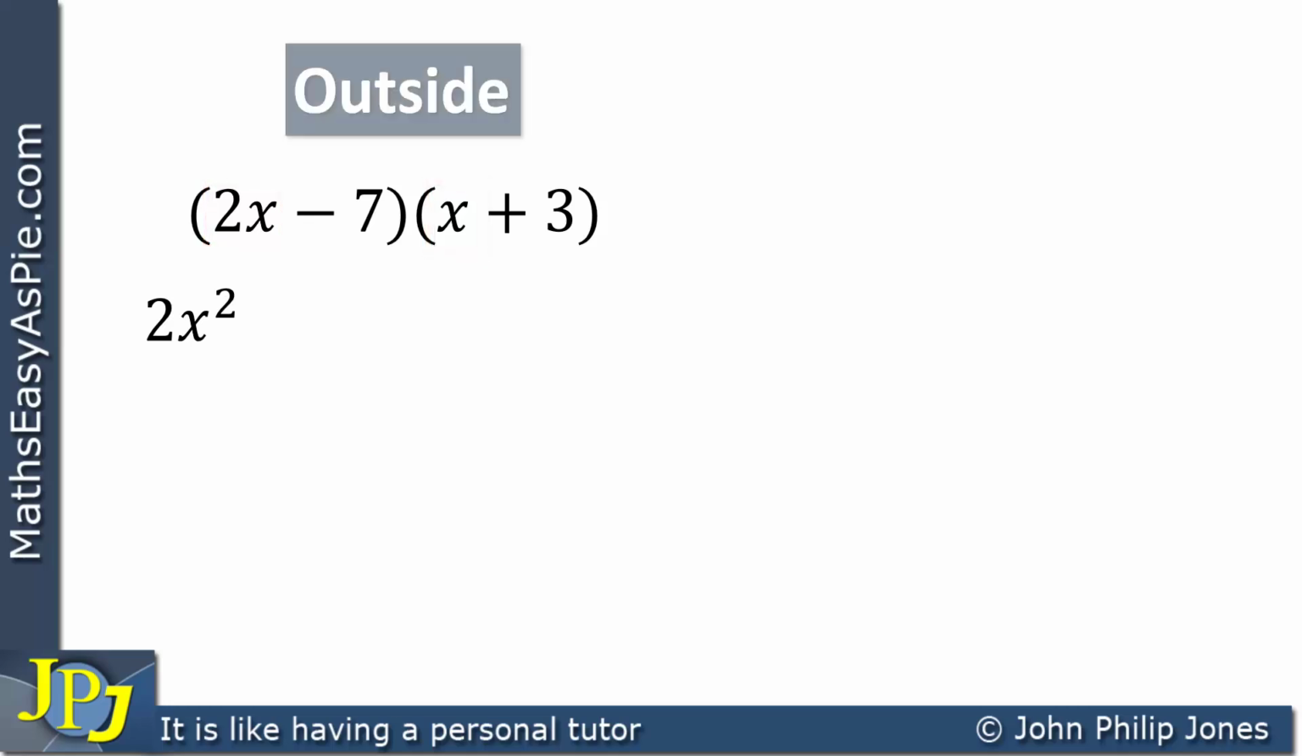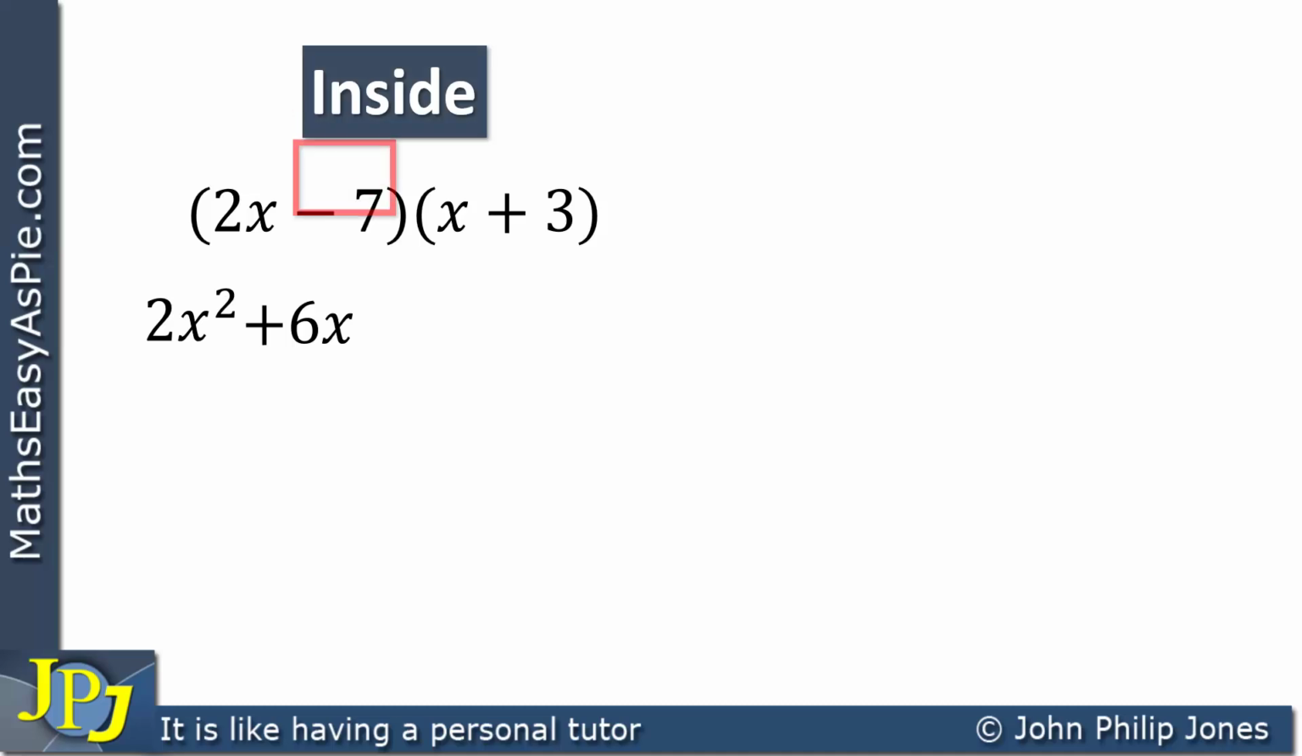We then consider the outside terms in both of the brackets, which is the 2x and the plus 3. And when you multiply those together, you're going to get plus 6x. You then consider the inside terms, which is the minus 7 and the x. When you multiply them together, you're going to get minus 7x.